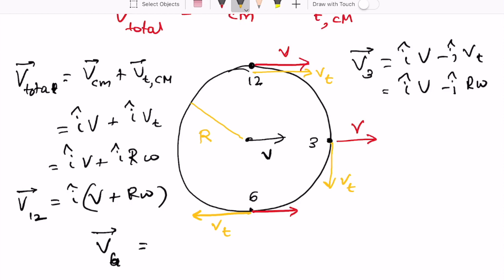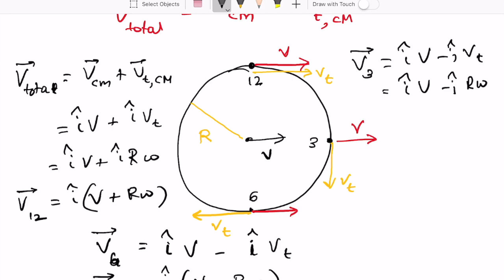And so you can write the velocity vector for the 6 o'clock point as follows. It will be i hat v minus i hat v tangential. So that's i hat times v minus r omega. And that's the velocity of the 6 o'clock point. The velocity of the 4 o'clock point, which I've marked optional on the slide, is very similar. You can just figure it out yourself. Okay.